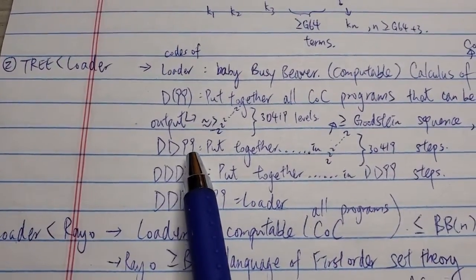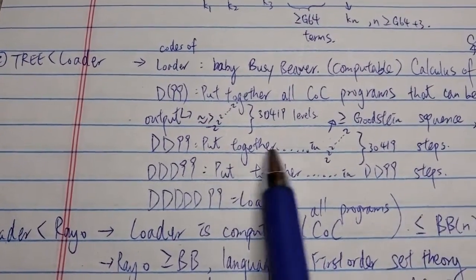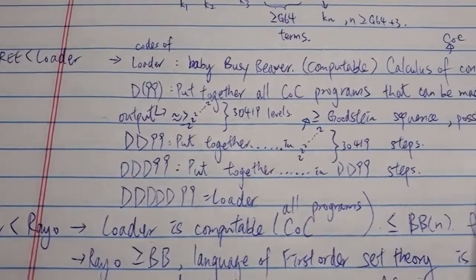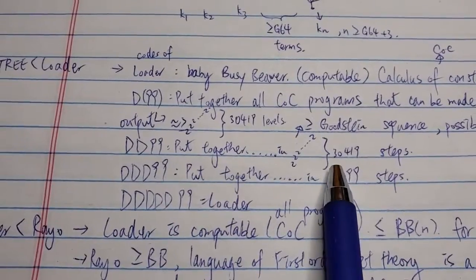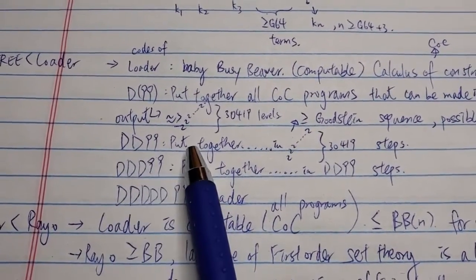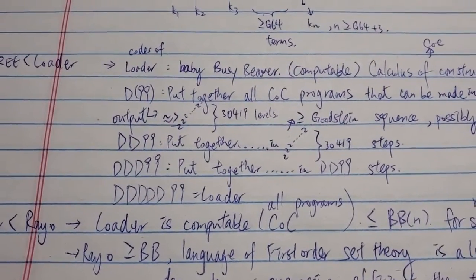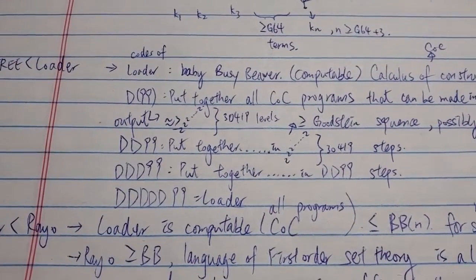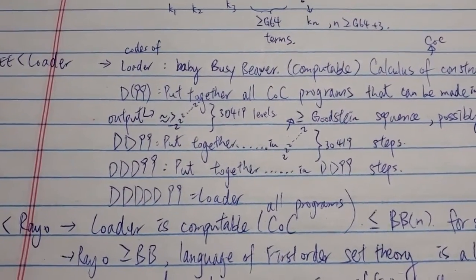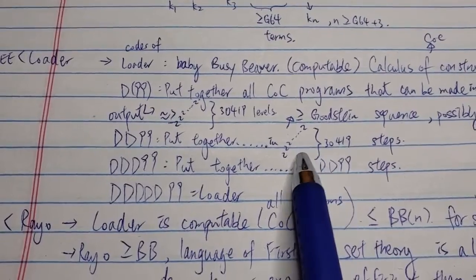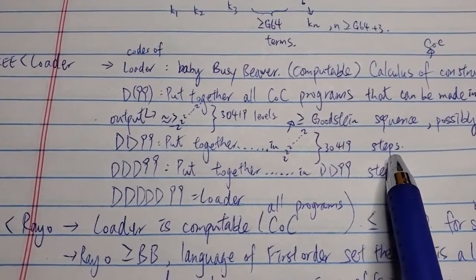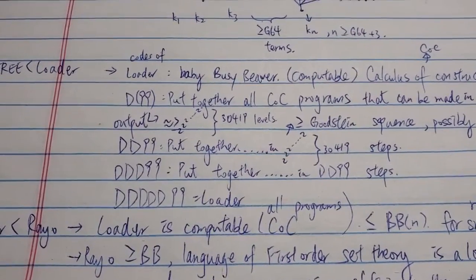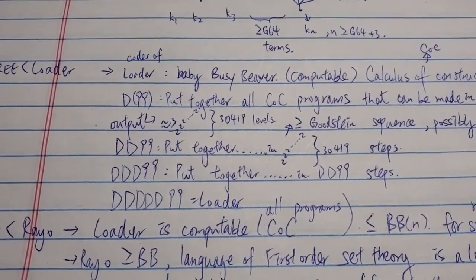And what about D of D99? D of D99, of course, you put together all the programs that can be made in D99 number of steps, which is this huge number here. So, to simplify it even more, you can say what is the biggest number you can create with all the programs that can be made in 2 to the 2 to the 2 for 30,419 steps. So obviously this is an unbelievably large number.